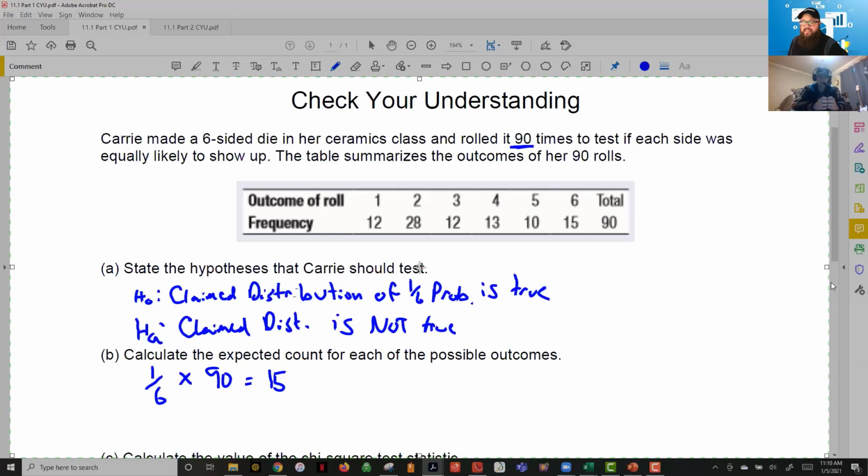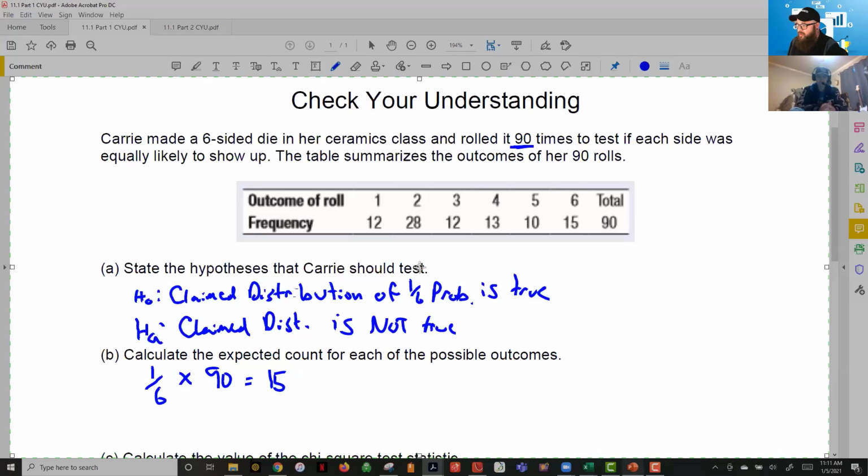What that's saying is if it was a perfect world and you rolled that die 90 times, you should get 15 number ones, 15 number twos, 15 number threes, all that good stuff. In a perfect world. That's not technically going to happen, because of random chance, but in a perfect world, that would work out for us.